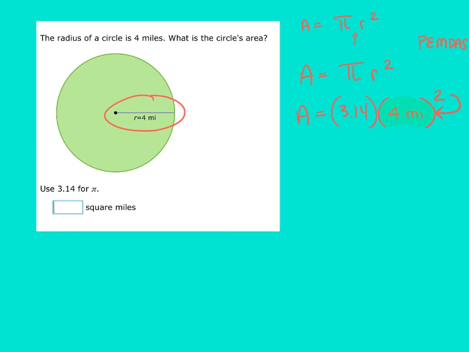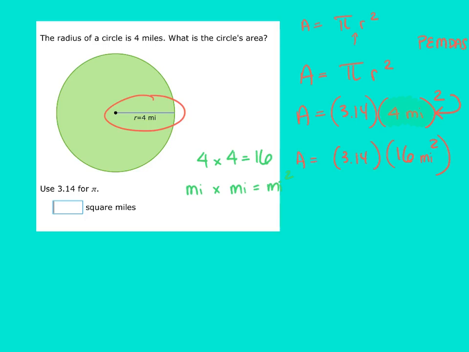So the 4 miles is going to be multiplied by itself. And what that means is it's not 4 times 2. That's a mistake a lot of new people make. It's 4 times itself. 4 times 4 is 16. But don't forget to multiply miles times itself. Miles times miles is miles to the second power. So that's going to give us 16 miles to the second power times 3.14.